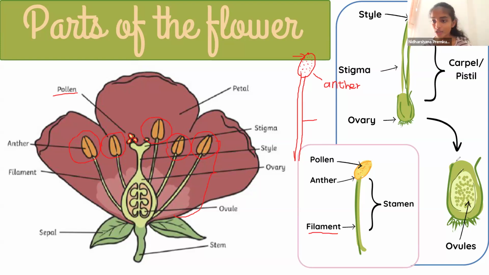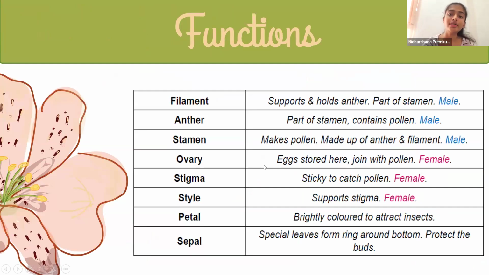Now, here you can have a closer look at this ovary. The ovary is over here, and inside of it there are so many ovules, these green colored structures. Okay, then moving on. Let's look at the functions of the parts of the flower.